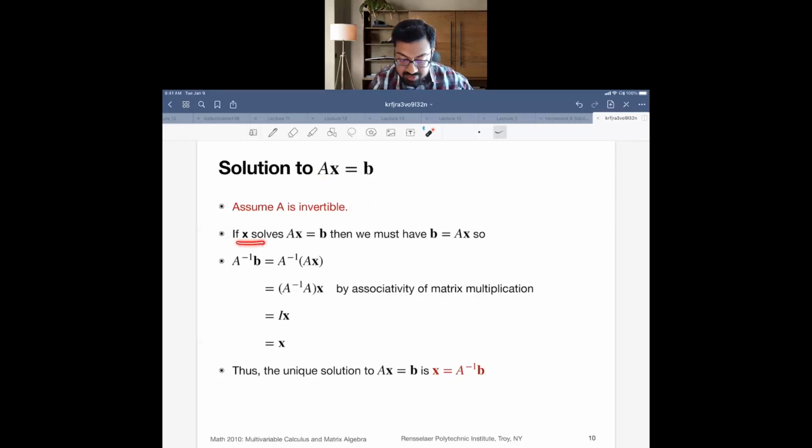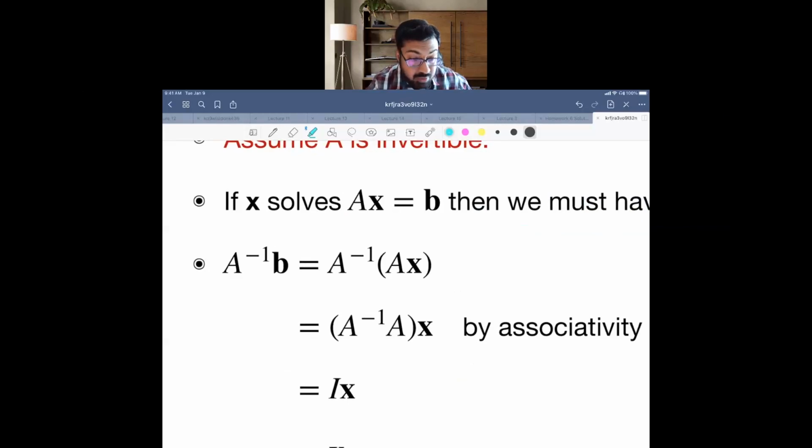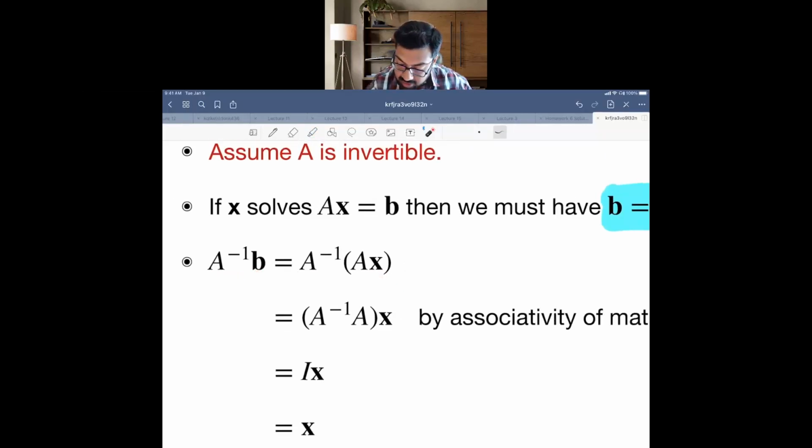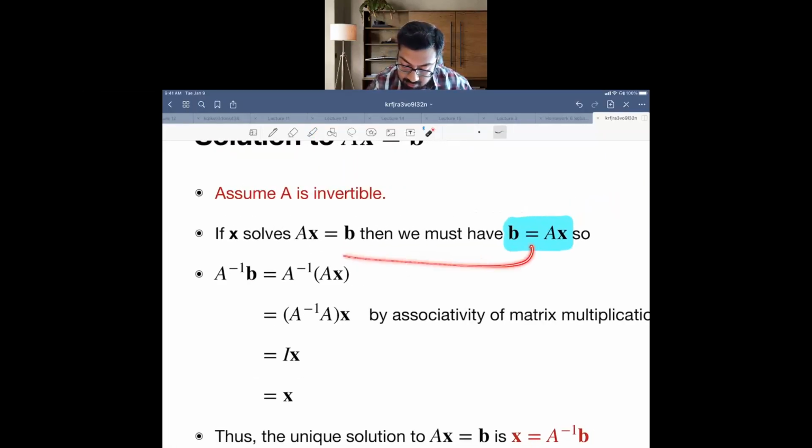Next, if there is an X that solves the equation AX equals B, then if you just rearrange this, we must also have B equals AX, right? We are starting with B equals AX, which is just the system of linear equations. Let us multiply both sides by A inverse. And I know A is invertible, so A inverse exists. I'm multiplying B with A inverse and AX with A inverse, on both sides.